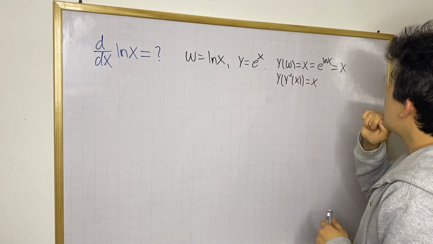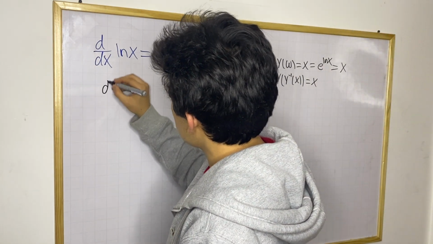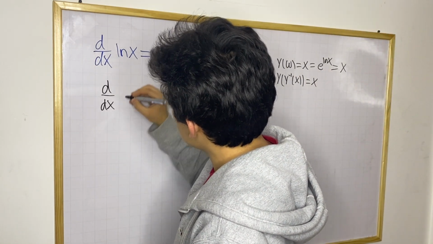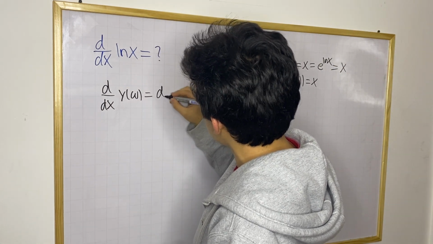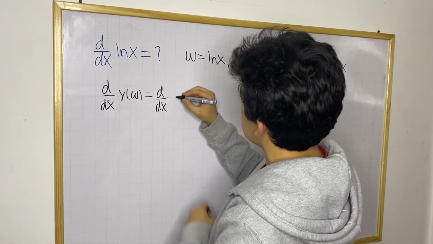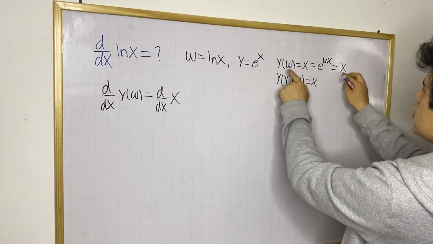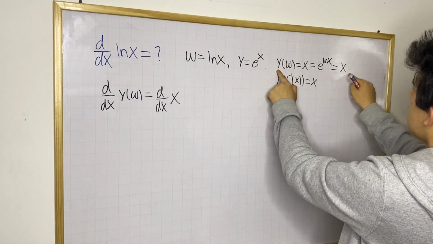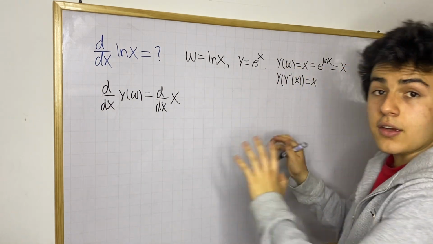We're going to take the derivative with respect to x of y evaluated at w, and we know this is going to be equal to the derivative with respect to x of x, okay? You can see that we're just differentiating this equation, grabbing this expression and this one. The derivative of this is going to be equal to the derivative of this because these two things are equal.